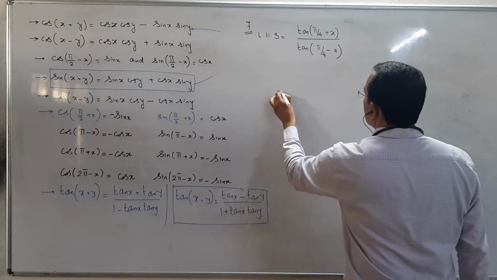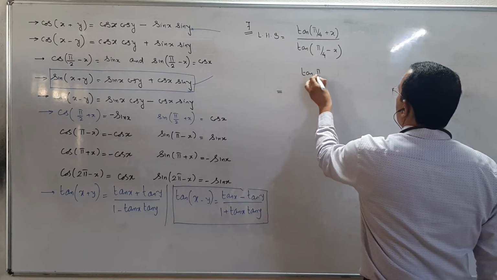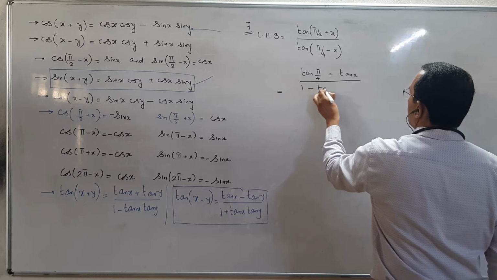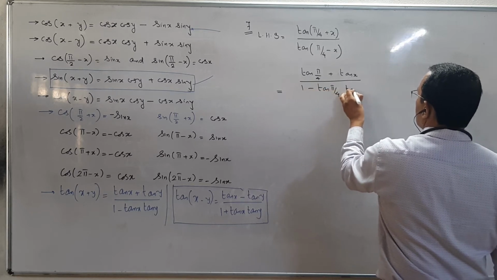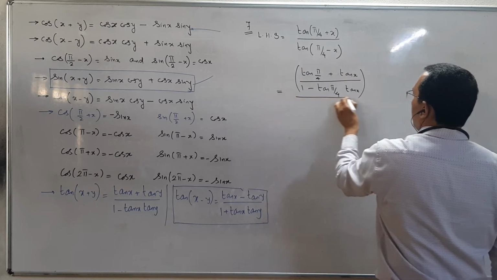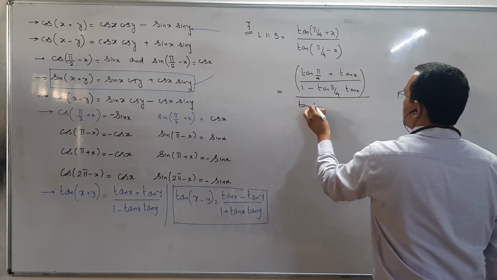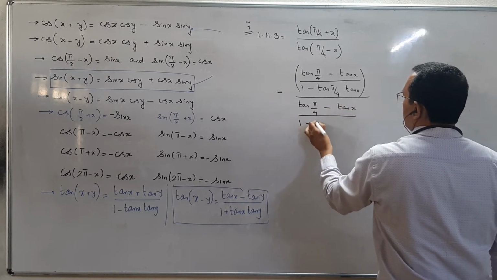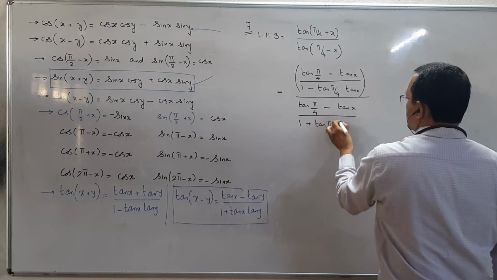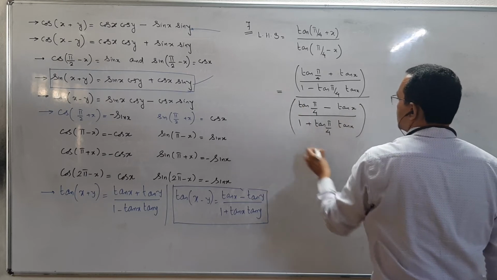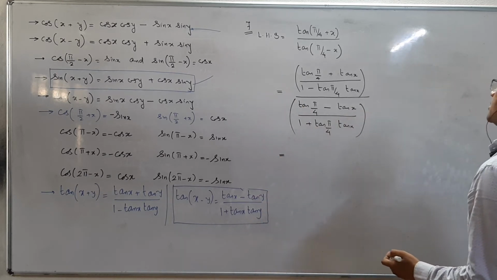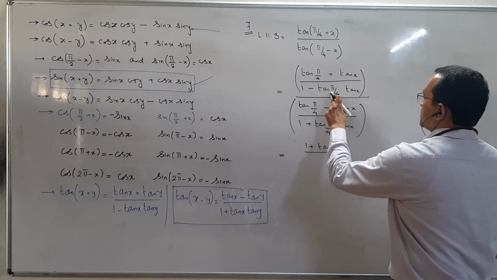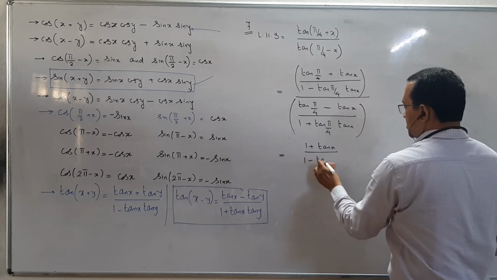So I am applying in the numerator tan pi by 4 plus tan x upon 1 minus tan pi by 4 into tan x, upon tan pi by 4 minus tan x upon 1 plus tan pi by 4 into tan x. Tan pi by 4 is 1. So this is 1 plus tan x, and this is 1 into tan x, so this will become 1 minus tan x.